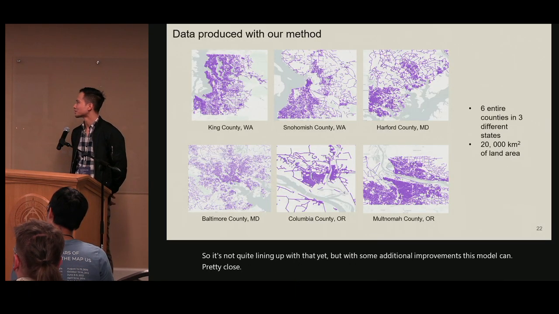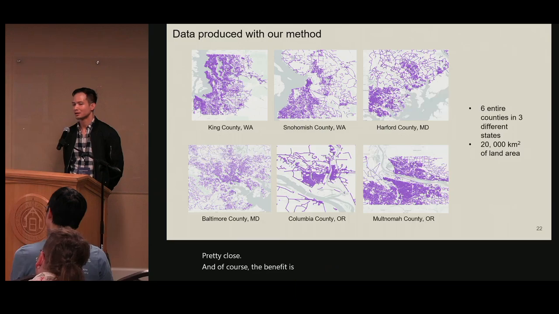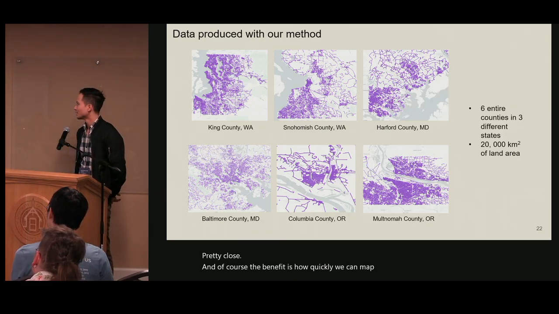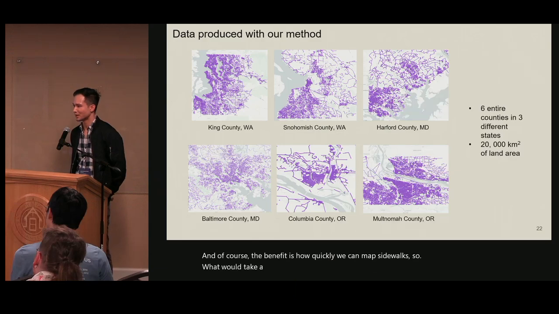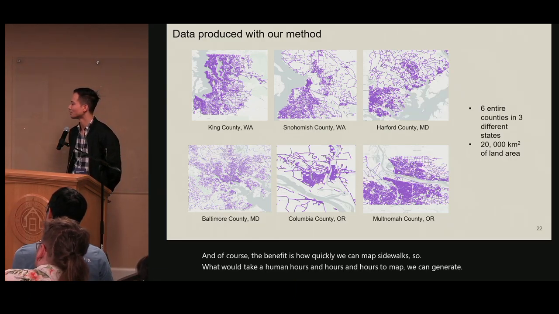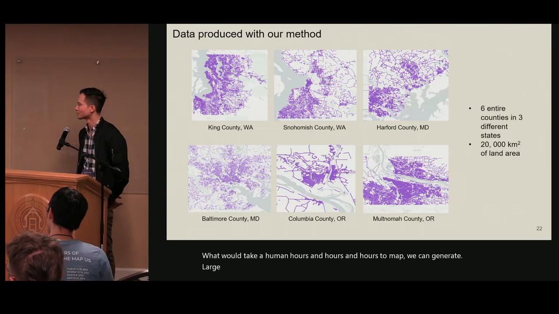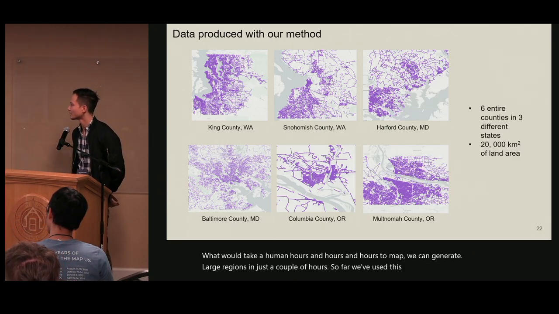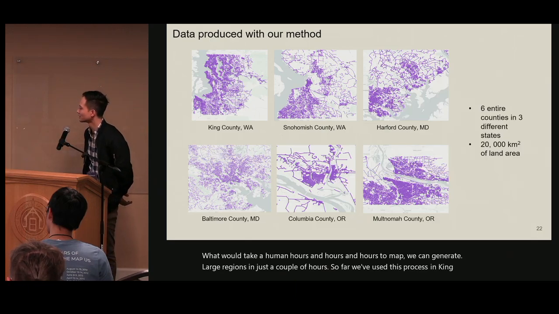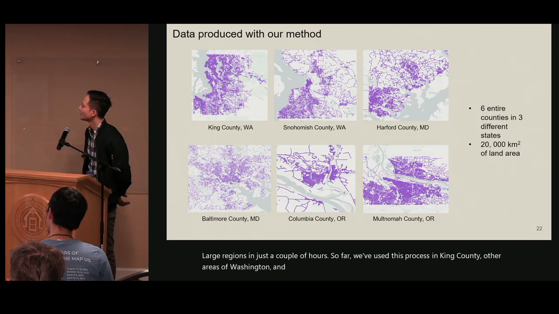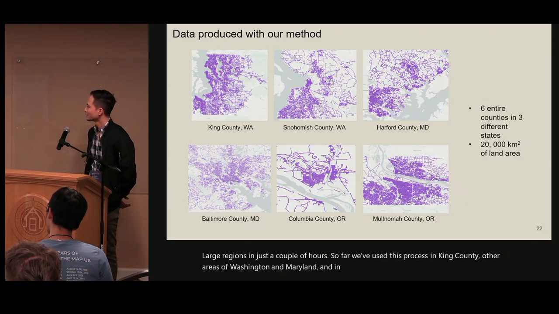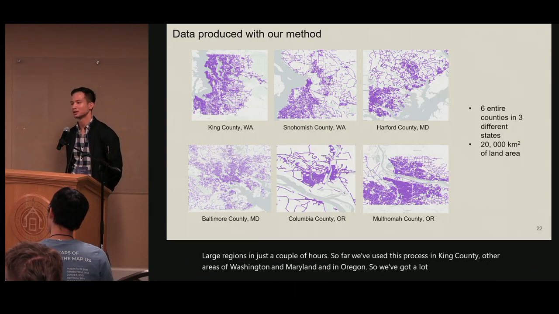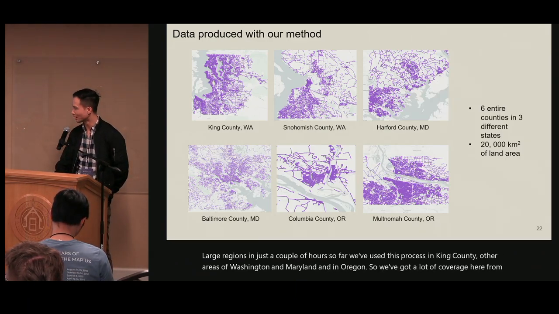And of course, the benefit is how quickly we can map sidewalks. So what would take a human hours and hours and hours to map, we can generate large regions in just a couple of hours. So far, we've used this process in King County, other areas of Washington and Maryland, and in Oregon. So we've got a lot of coverage here from the outputs of this model.